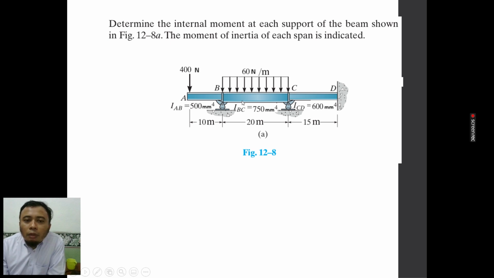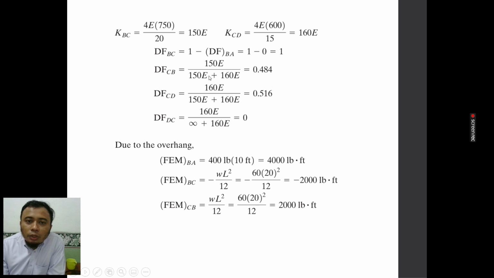So the total distribution factor at point B will be 1, as we've done it before. 0.4 plus 0.6 will be 1. So the sum of distribution factors at any joint is 1. Based on that, the summation of distribution factors at a joint is 1, and the distribution factor for a member at the overhang is 0. So you get 1 minus the overhang distribution factor, BA 0. So you get your DFBC is 1.